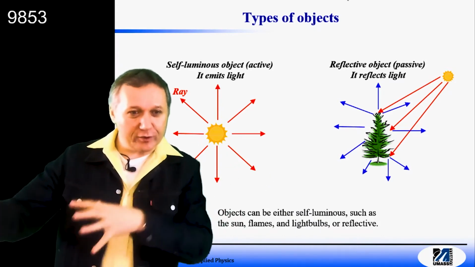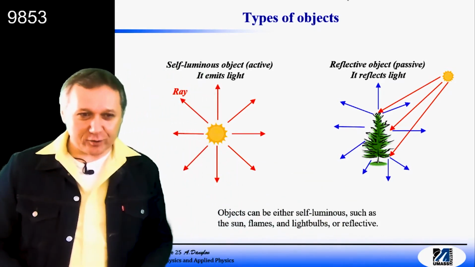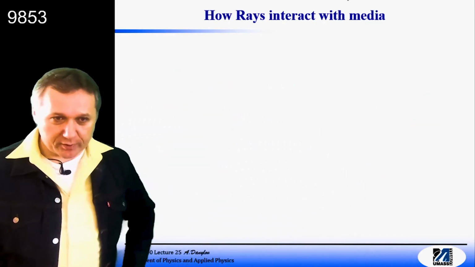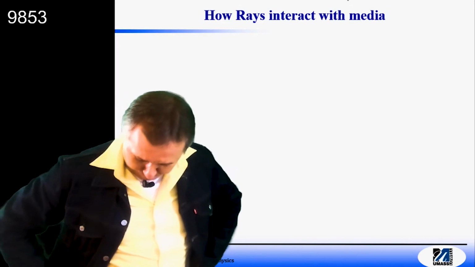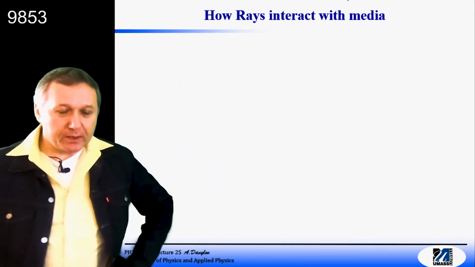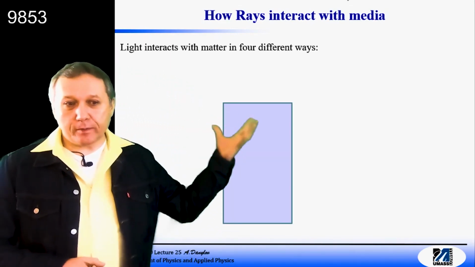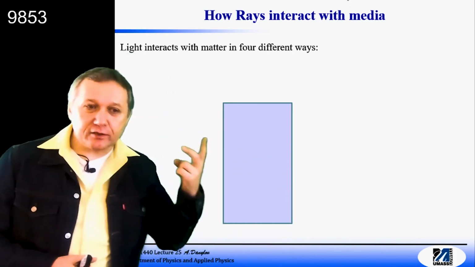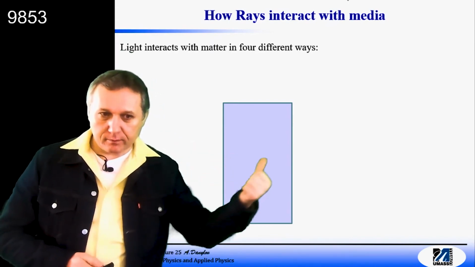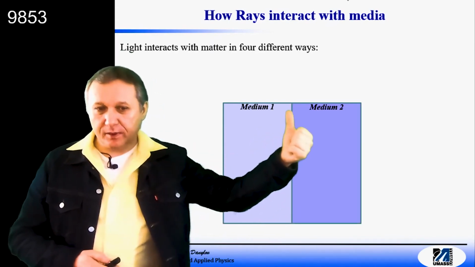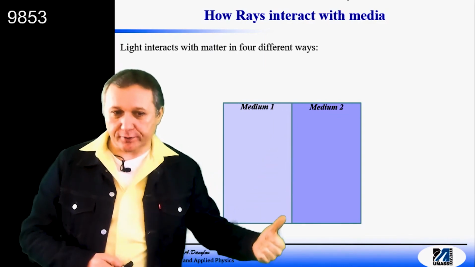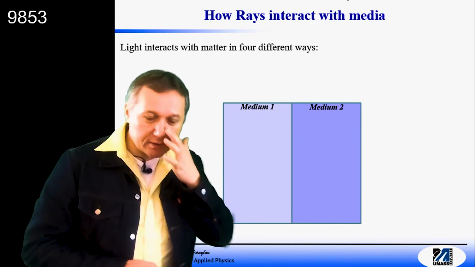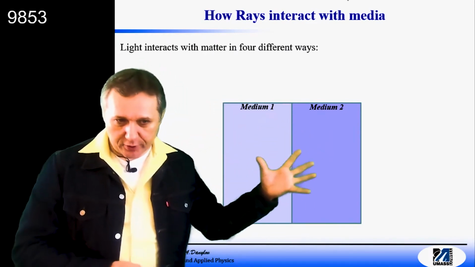So again, you see now we're introducing media into this world of ray optics. Okay, and let's discuss all possible interactions. In order to describe all possible situations, let's introduce two media, medium 1 and medium 2, in order to have a boundary interface between these two media, right? Okay, and now let's discuss all possible situations.